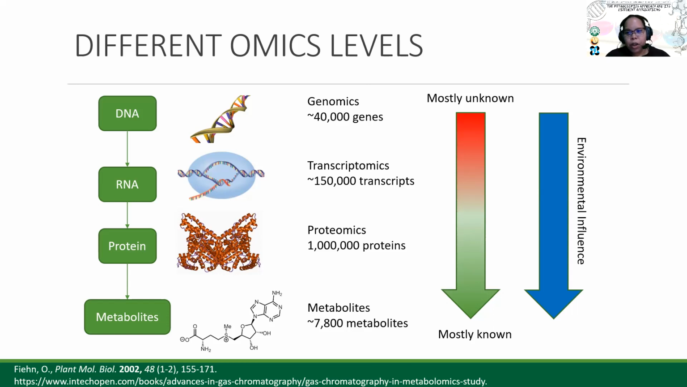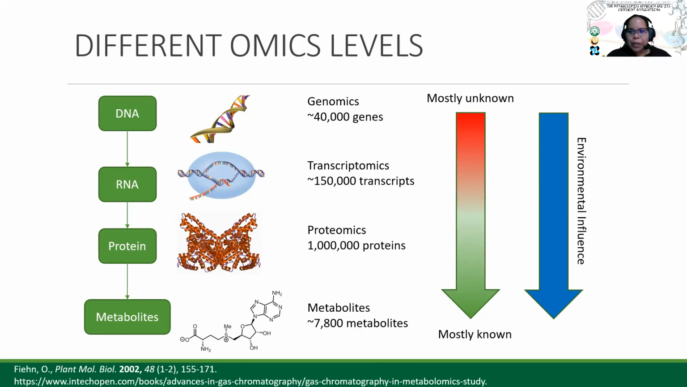But this is, of course, not including secondary metabolites in plants and microbes, which, in the case of plants, can reach up to about 200,000. So mostly, the functions of the metabolites are better known compared to the level of your proteomes, transcripts, and the different genes. In terms of effects of environmental influences, these are also more reflected in your metabolites.